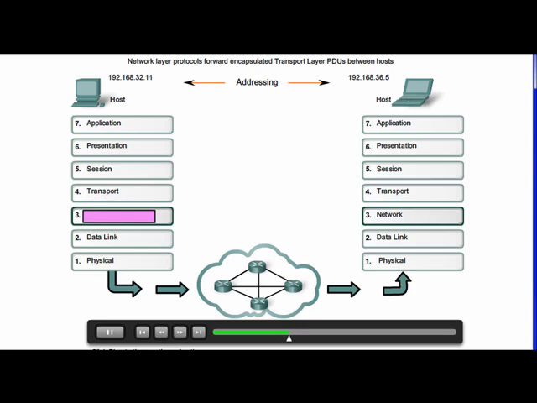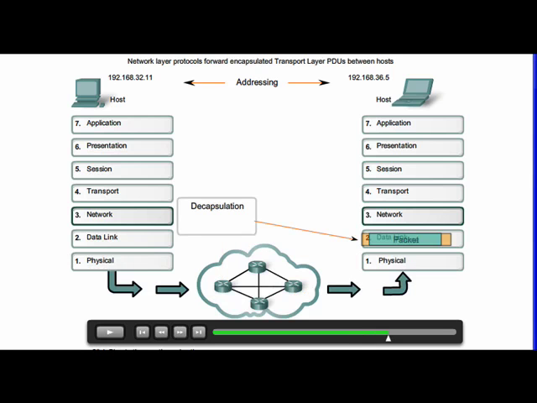The source and destination host are not always connected to the same network. As the packet moves from network to network, perhaps over the Internet, it may traverse many intermediary devices. As the packet is forwarded, its contents remain intact until the destination host is reached.